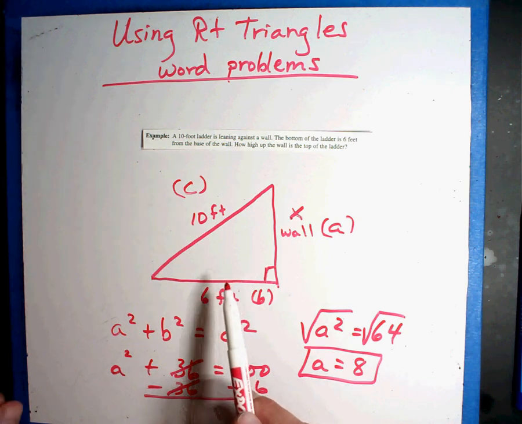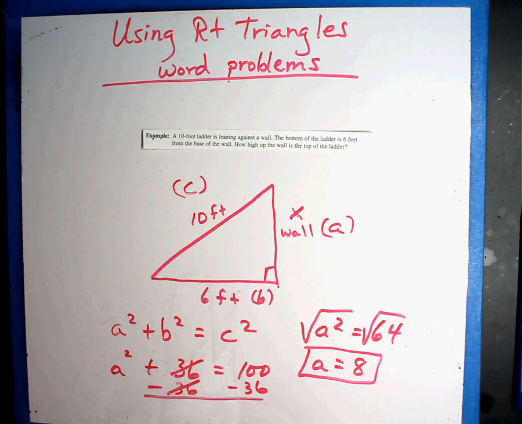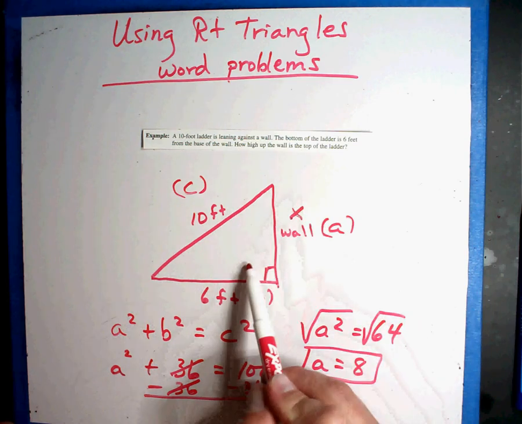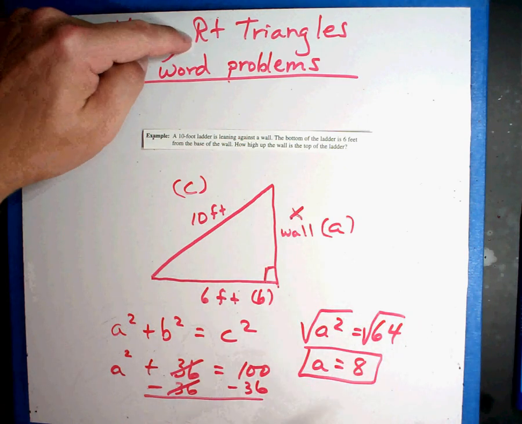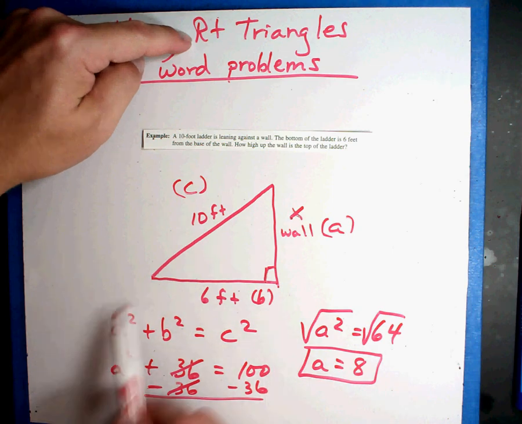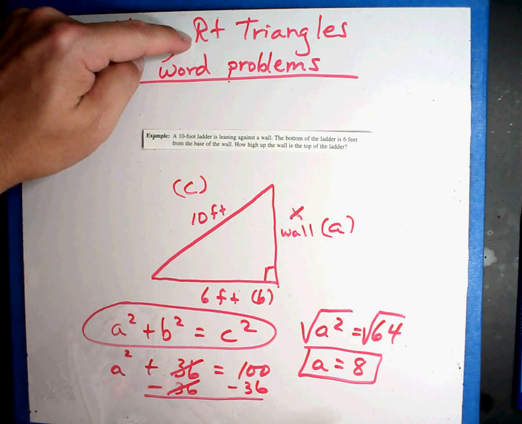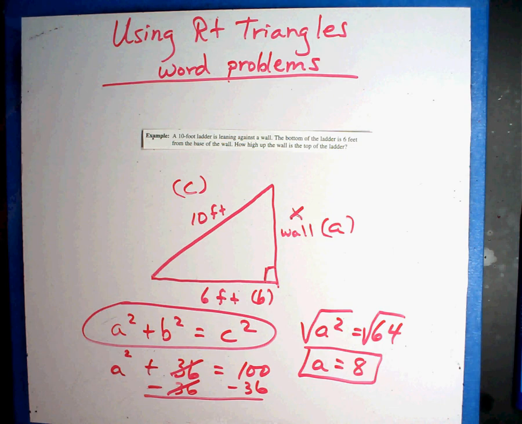Alright? So we're going to try this in the next video, and we're going to see how many of these we can get. Putting word problems into a picture and solving. In this case, they're right triangles. So the Pythagorean theorem, this one right here, just like the last video, will help us every single time. Let's see how we do.